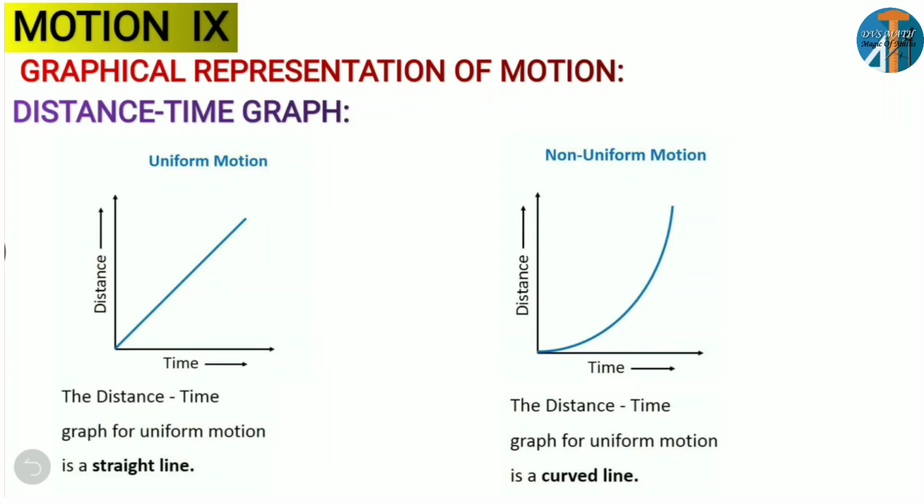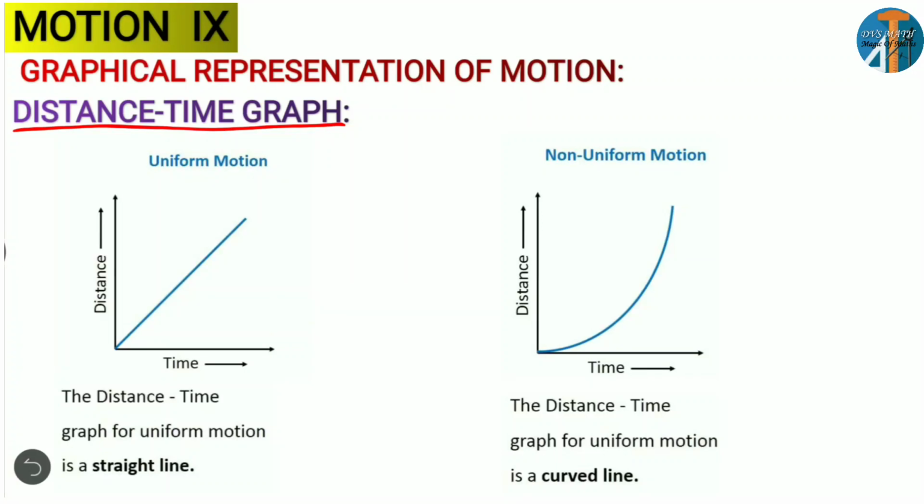Graphical representation of motion means how we represent graphically when an object is at rest, in uniform motion, or in non-uniform motion. In this we will discuss two parts. Number one, the distance-time graph, which shows the relation between distance and time.